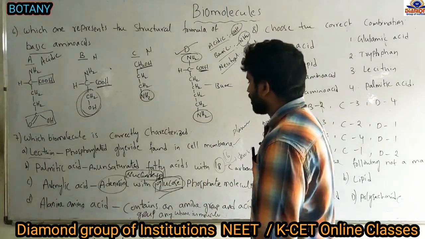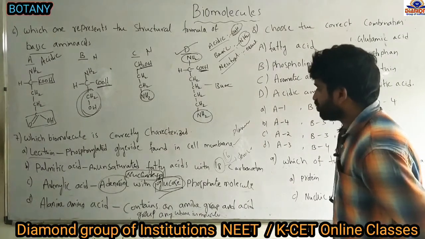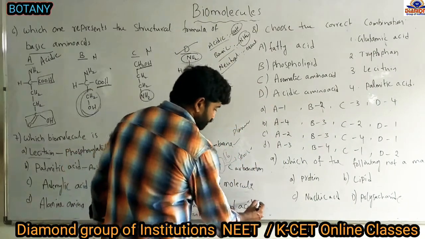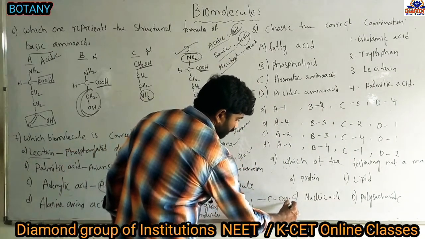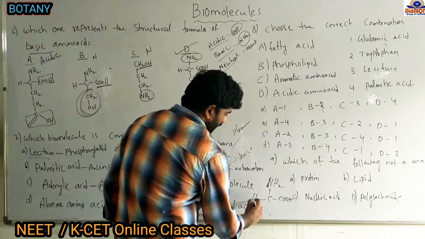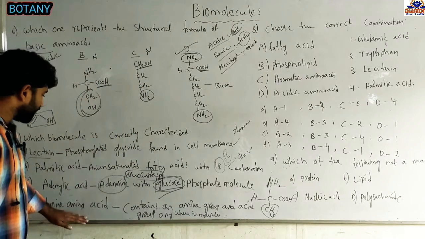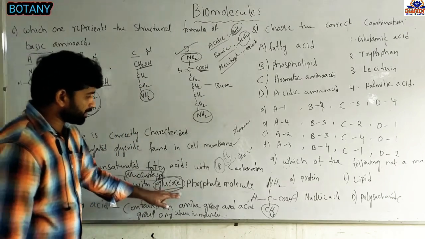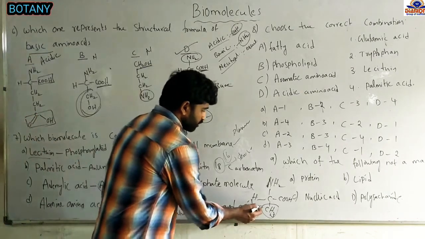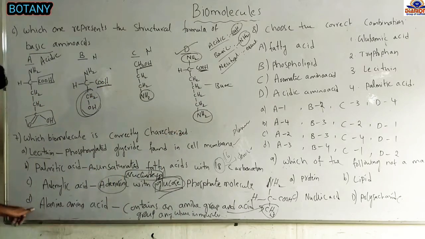And alanine amino acid. Alanine is an amino acid. It contains one amine group and an acid group in a molecule. It contains one carboxyl group, one amine group, and also one methyl group. So alanine is an amino acid, and it also contains a methyl group. So option B, C, D. D they have given as alanine amino acid.